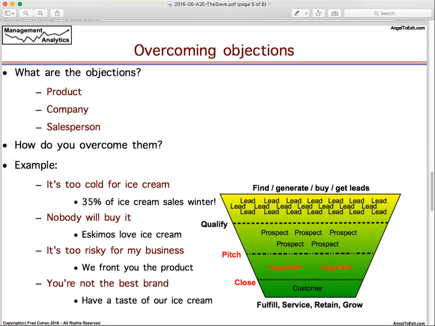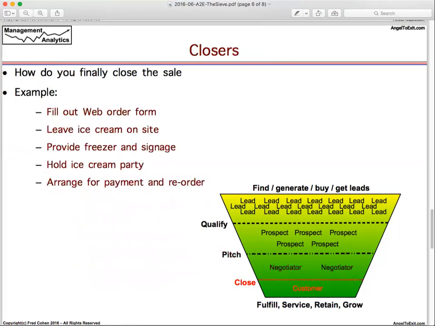That's true. We're not Breyers. We have a special taste in our ice cream that's particularly suited to Eskimos. Have a taste of our ice cream. And you hand them a taste. And then finally, the negotiator, on some percentage of the time, you'll close it and they'll become your customers.